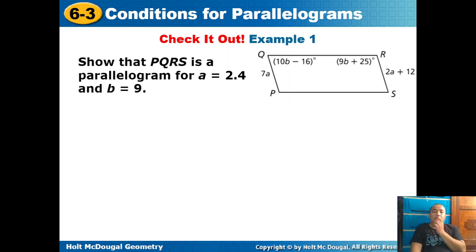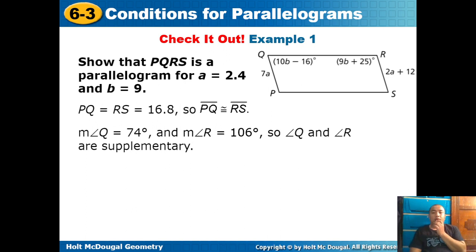Next, show that PQRS is a parallelogram for a equal to 2.4 and b equal to 9. Okay, so here, QP and RS should be congruent, and angle Q and angle R should be supplementary. Let's substitute the value of a. 7 times 2.4, and 2 times 2.4 plus 12. Let's see. PQ is congruent to RS. They are both equal to 16.8, by substituting the value of a with 2.4. So they are equal, therefore PQ is congruent to segment RS.